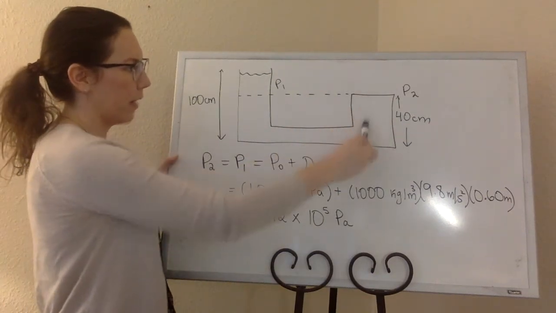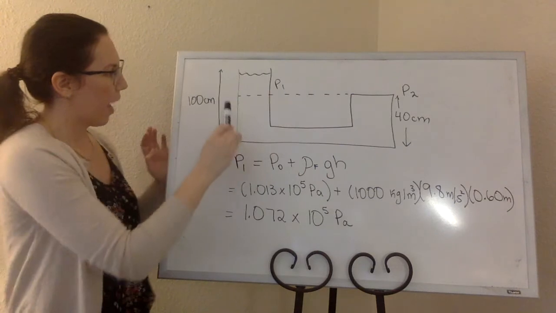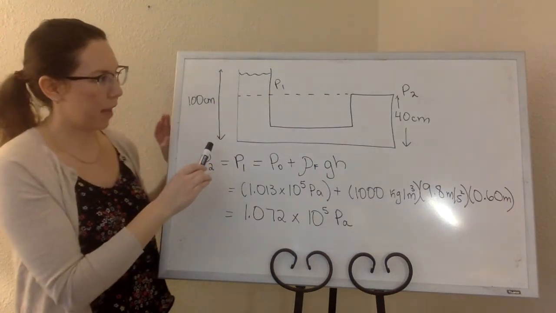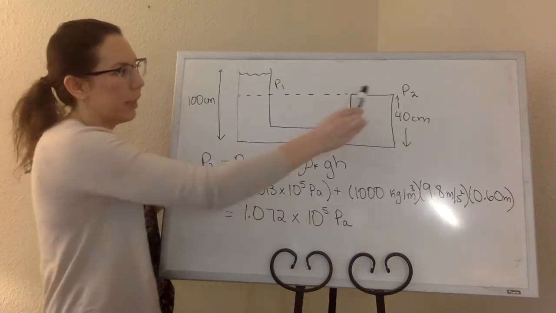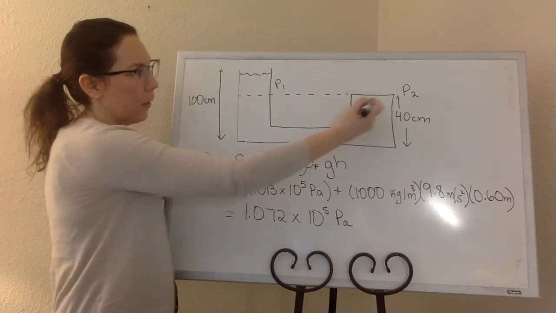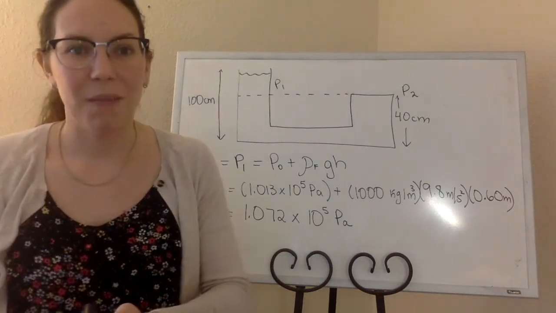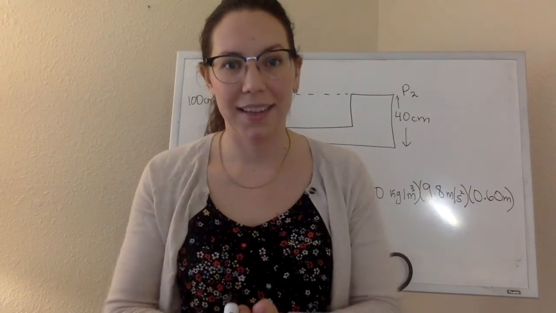We have this closed end, and then it opens up here, and we have a depth of 100 centimeters of water on the left side. So we don't have a clear way to determine the pressure at this closed end on its own. So instead we want to make use of the horizontal line rule in this case.